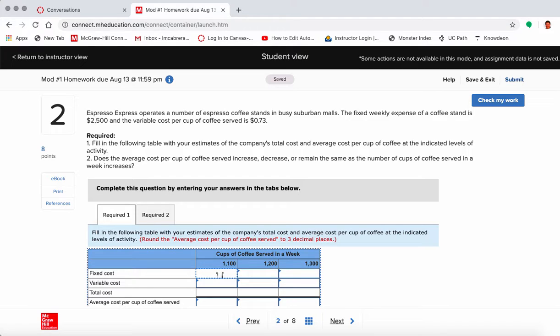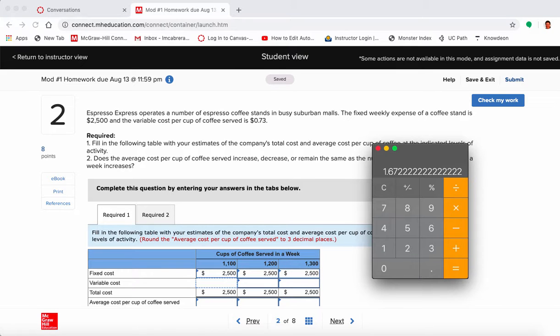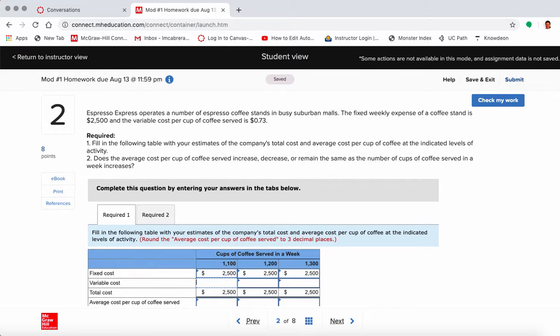So fixed cost will always be the same no matter what the level of activity is. And in this situation, it's 2,500. So you could go ahead and put 2,500 in all 3 activity levels. The variable cost is where you need a calculation. So let me just get rid of that number. So the unit cost, variable cost per unit, multiplied by the level of activity, 1,100 cups of coffee. So $803 is the variable cost in this first one.